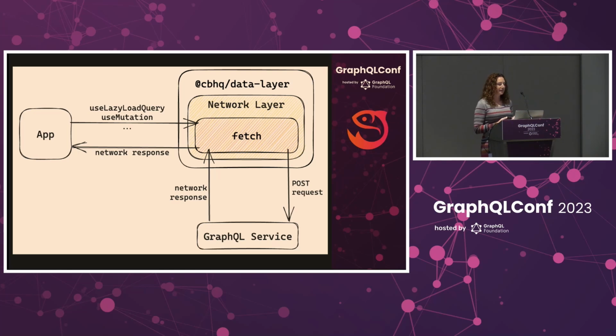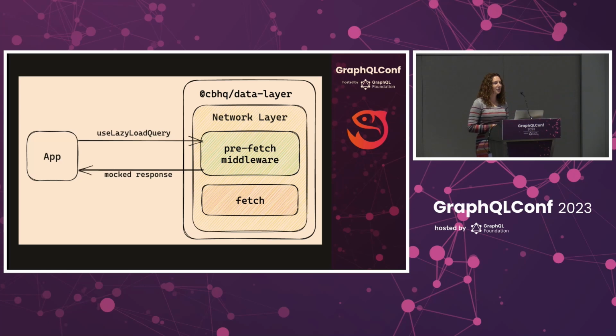So we create a network layer that Relay uses for sending process requests to the server. So your app executes a query or a mutation. It goes through our data layer wrapper and executes the actual Relay hook. And the Relay environment sends that request through our network layer, which executes a fetch function that sends a post request to our GraphQL service. The service response is then passed along back to the app.